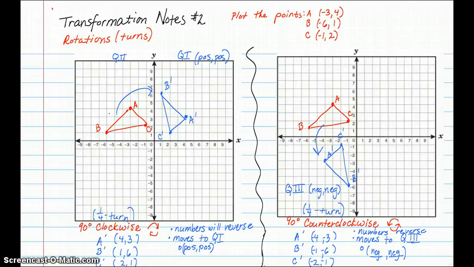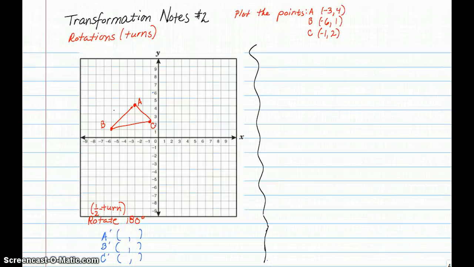Okay, now 180-degree or half turns are a little bit different. Quarter turns, the ordered pairs reverse, or the numbers reverse. Actually, the ordered pairs don't reverse. The numbers in the ordered pairs reverse. The signs take on the pattern of whatever signing pattern the quadrant has. Okay, now we're going to do that one.